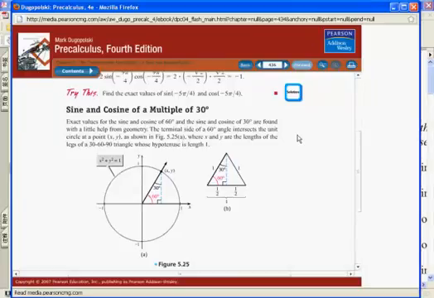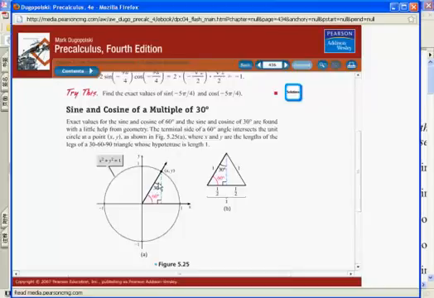So now we move to find the sine and cosine of a multiple of 30 degrees. Let's first look at this unit circle, and we begin with the angle of 60 degrees. We can draw a perpendicular from this point of intersection to the x-axis, and in such a way we form a right triangle. You see, this is 90 degrees, this is 60 degrees, and this is 30 degrees, right?